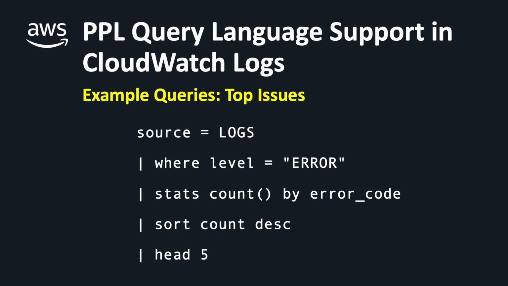In this next and final example, we're going to look for our top issues. We're going to take our logs, we're going to pipe that and look for errors. We're going to count by error code. We're going to sort the count descending, and we're going to get the top 5.